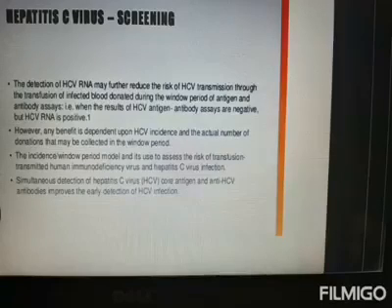The incidence window period model is used to assess the risk of transfusion transmitted human immunodeficiency virus and hepatitis C virus infection. Simultaneous detection of hepatitis C virus core antigen and anti-hepatitis C virus antibody improves the early detection of hepatitis C virus infection.